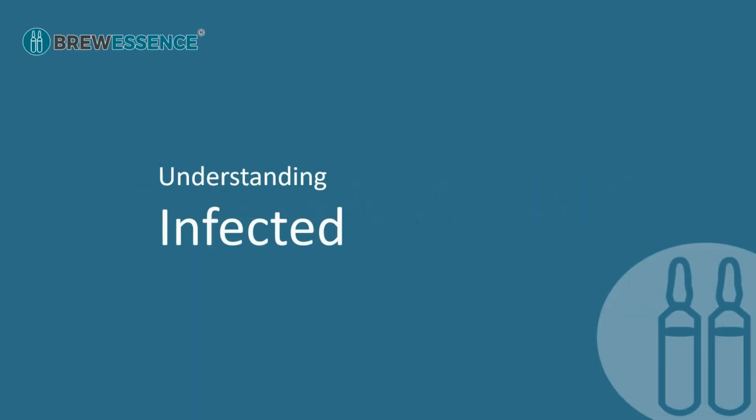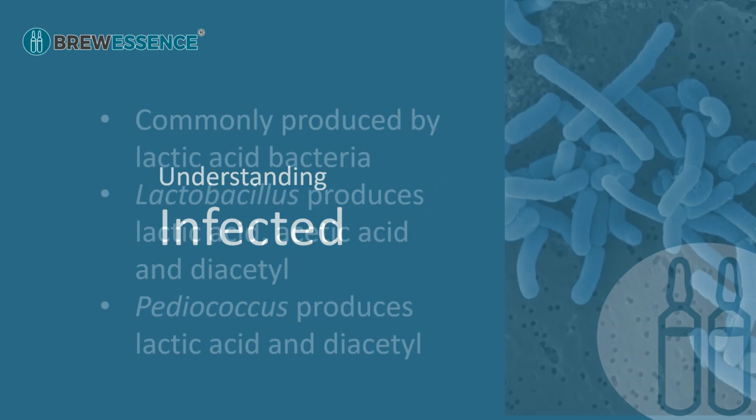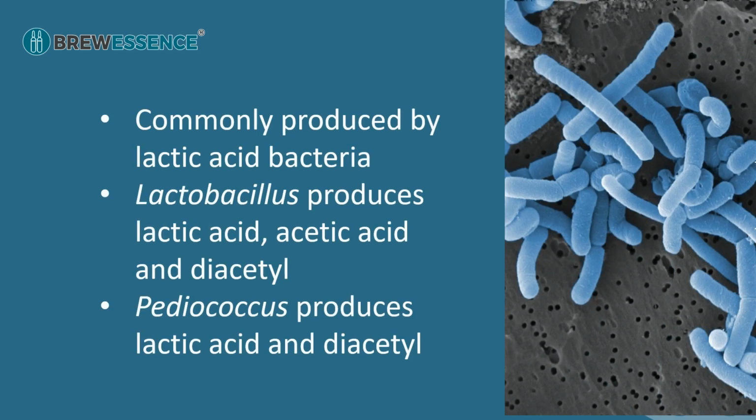The most common contaminants that may be detected during the brewing process are lactic acid bacteria, which grow best under anaerobic conditions. Lactobacillus produces lactic acid, acetic acid, and diacetyl. Lactobacillus are rod-shaped bacteria that are heterofermentative. Pediococcus produces lactic acid and diacetyl. Pediococcus are coccal or round-shaped bacteria that are homofermentative.